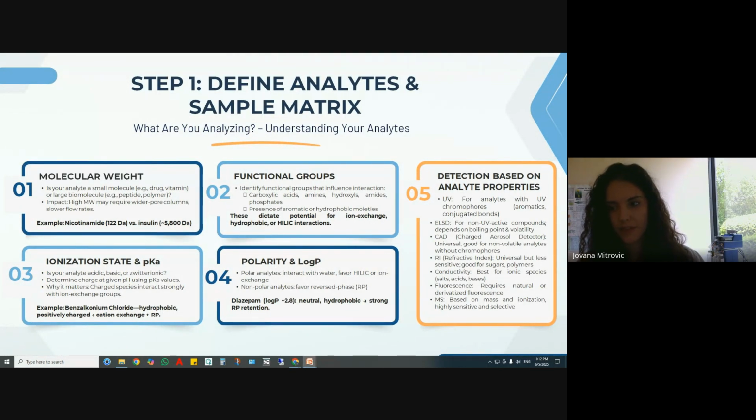After that, let's talk about polarity and log P. Polarity helps us decide what type of chromatography will work the best: reverse phase, ion exchange, or mixed mode. Analytes with high log P values are more non-polar and typically favor reverse phase interactions. On the other hand, polar analytes might benefit from HILIC or ion exchange interactions.